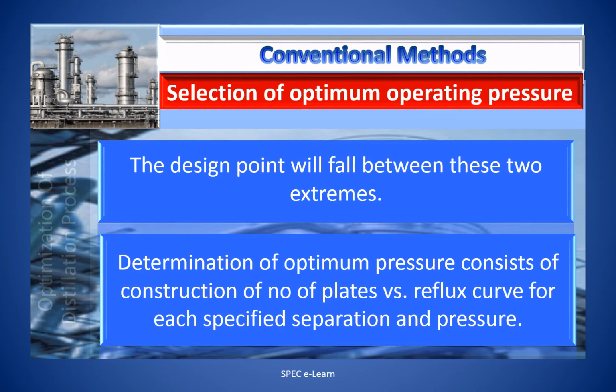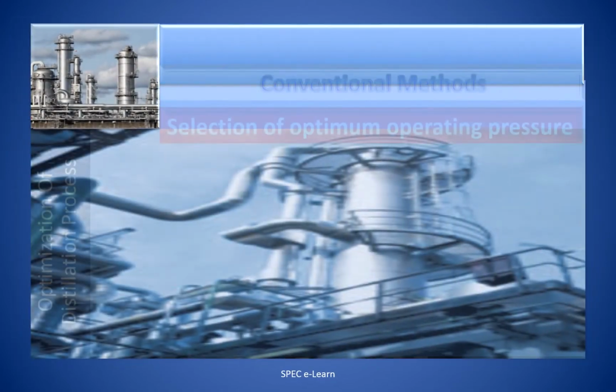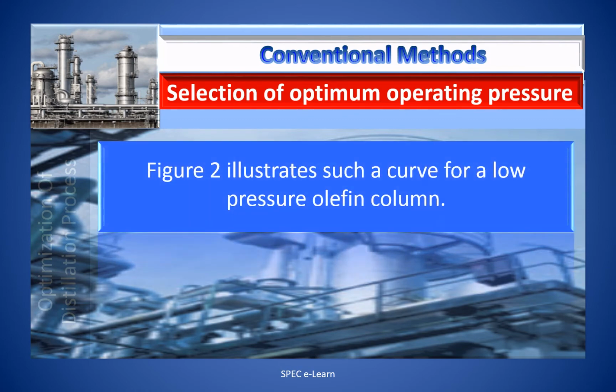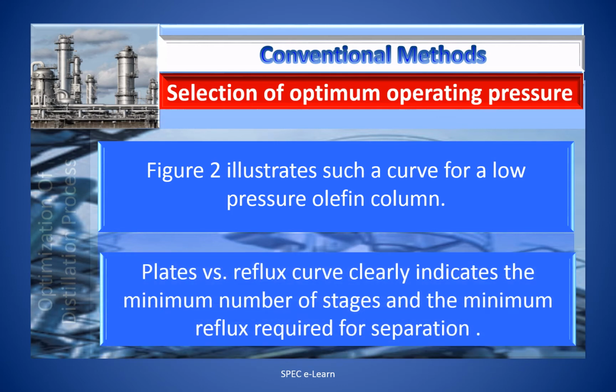Determination of optimum pressure consists of construction of number of plate versus reflux curve for each specified separation and pressure. Figure 2 illustrates such a curve for a low pressure olefin column. The plate versus reflux curve clearly indicates the minimum number of stages and the minimum reflux required for separation.